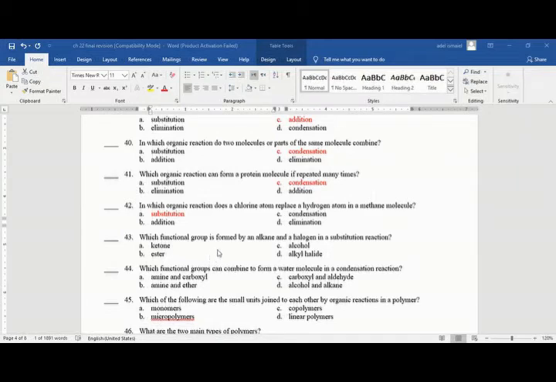Which functional group is formed by an alkane and halogen? This is a substitution, because you know that the halogen will replace or substitute one hydrogen atom or more than one. So they form alkyl halide.